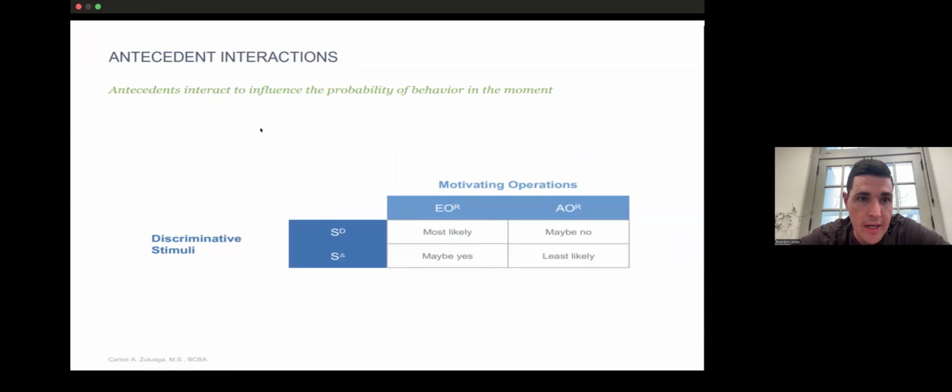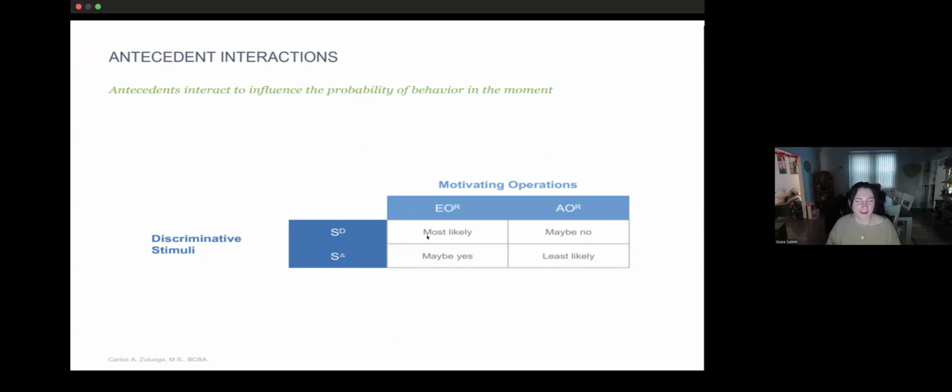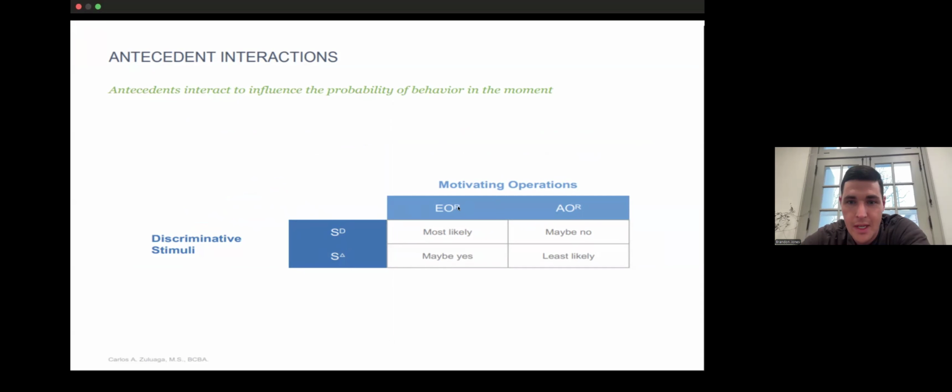All right, so there are antecedent interactions. Antecedents will interact to influence the probability of behavior in the moment. These might look a little bit different to you. The SD is a discriminative stimulus, and then the S delta, I believe, shows that reinforcement is not available. Grace, is that right? Yes. Thank you, Mike. Very good. And then the establishing operation establishes reinforcement as a consequence, and the abolishing operation abolishes reinforcement as a consequence.